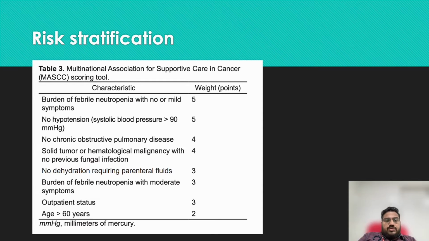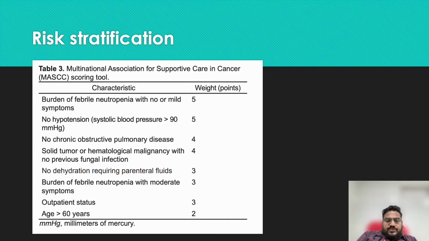In risk stratification we can use something called the Multinational Association for Supportive Care in Cancer scoring, or otherwise we can call it the MASCC tool. So basically it will take certain weightage points like we do for any criteria, but the only difference is that as the score increases, if the score is above 21, they are of low risk, and as the score decreases, they have high risk to develop neutropenic sepsis. So that is the basic difference from our routine scoring system. As it is above 21, the risk is low, and as the score comes further down, the risk is high.